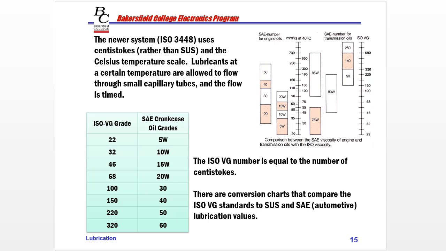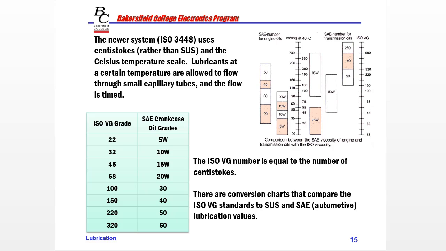So if we were in the rest of the world, it might be using the newer system, the ISO 3448. So it uses something called centistokes rather than the Saybolt universal number, and the Celsius temperature scale as opposed to Fahrenheit. So lubricants at a certain temperature are allowed to flow through, again, small capillary tubes, and the flow is timed. So it's very similar in nature, but we have what we call an ISO VG grade as opposed to an SAE crankcase oil grade that we're familiar with in the United States.